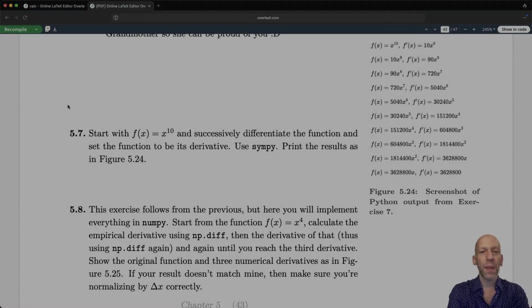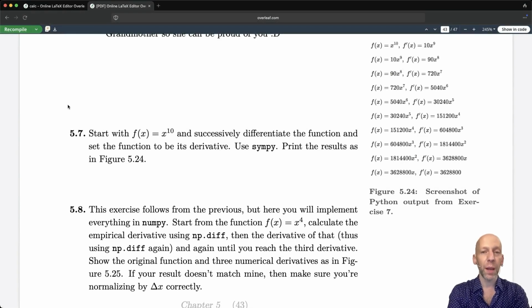Exercise 7 is not too difficult. You will use SymPy to repeatedly differentiate a polynomial. In particular, you start with the function f of x equals x to the power of 10, and then calculate its derivative. Now, we don't need SymPy to do that. We can just do that in our heads. Of course, you know the rule for differentiating powers. You take this exponent, you bring it down as a multiplying coefficient, and then knock this down by 1. So the derivative of x to the power of 10 is 10 times x to the power of 9.